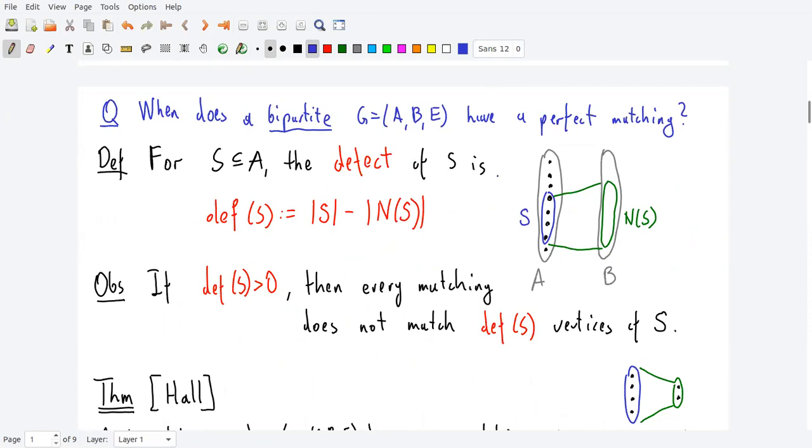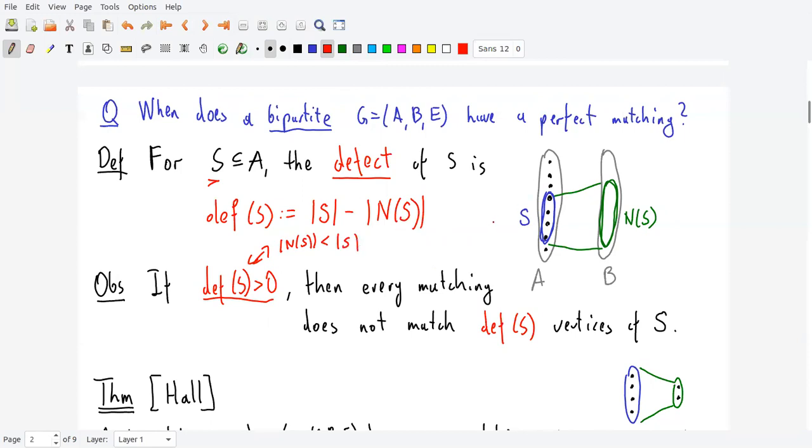completely in any matching. So for a set of vertices S, let me define the defect of the set of vertices as the difference between the number of vertices of S and the total number of neighbors of S, right? So this is a difference, and observe that the defect is positive if and only if the number of neighbors is strictly smaller than the number of vertices.